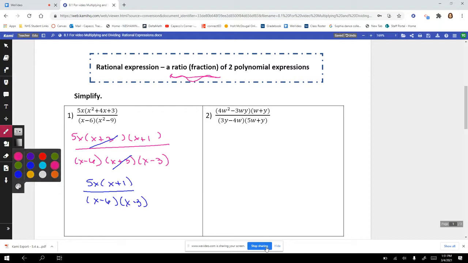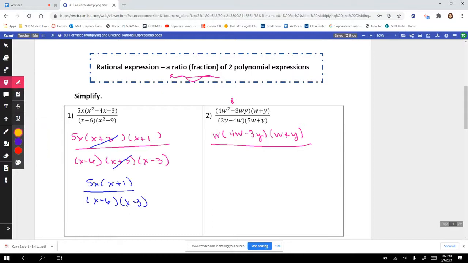All right, let's look at number 2. Okay, there's nothing I can really do at the top except for this one does have a greatest common factor. So I'm going to factor out a w, and I'm left with 4w minus 3y times w plus y. Now, if I notice on my denominator, I have something that's pretty similar. This binomial is similar to this, except for, first of all, I have them in an opposite order. So let's take care of that first to see if that's going to help me.